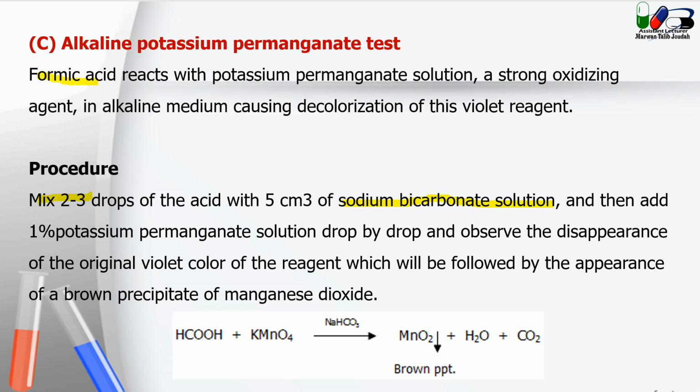The disappearance of the original violet color of the reagent will be followed by the appearance of a brown precipitate of manganese dioxide. What happens here is that the carboxylic acid, shown right here, with KMnO4, the potassium permanganate, in the presence of NaHCO3, sodium bicarbonate, will give us the brown precipitate. There are two steps here, but we summarized them in one step: MnO2 plus H2O plus CO2. This is the brown precipitate, the manganese oxide, or dioxide.